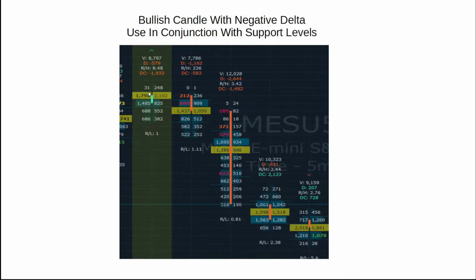So again, if we were coming up to a key resistance level and we see negative delta on a green candle, that's where you would slap puts, or that's where you would slap short and then take it down.